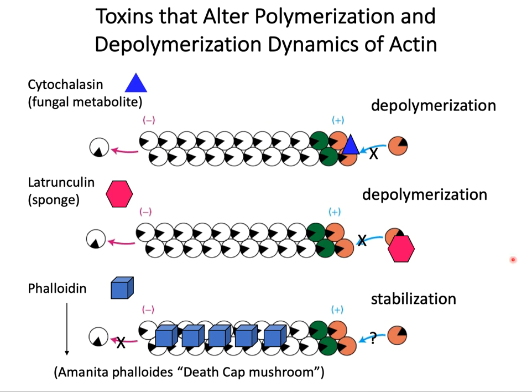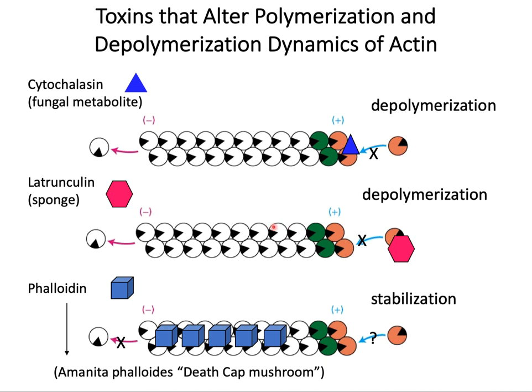Another interesting toxin or small molecule that you can use in a similar experiment is known as latrunculin. It is a metabolite from a species of marine sponge, and it also causes depolymerization of actin. So if you treat the cells with latrunculin, in time you lose all of your filamentous actin. The mode of action is a little bit different than cytochalasin.